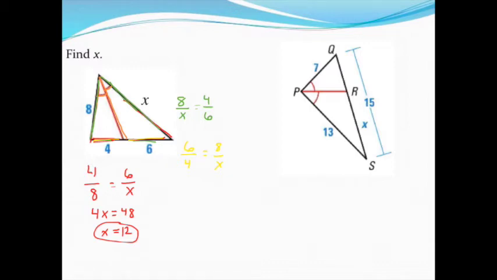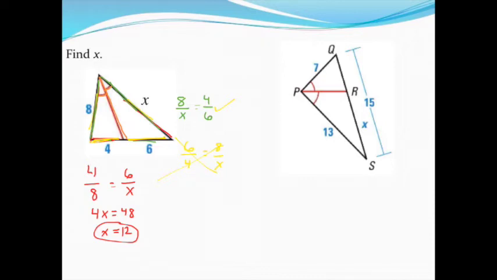The reason that this did not work is I was not consistent. 6 and 4 went from the right side to the left side, while 8 to x went in the other direction. So that proportion would not work. It's an example of not being consistent, although that one would be just fine. Okay? And then one more example.